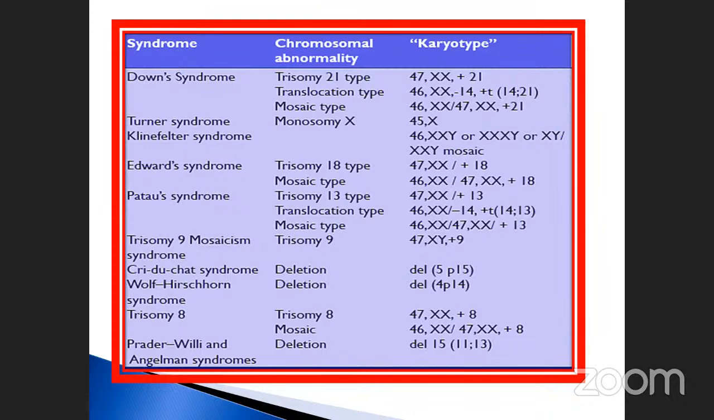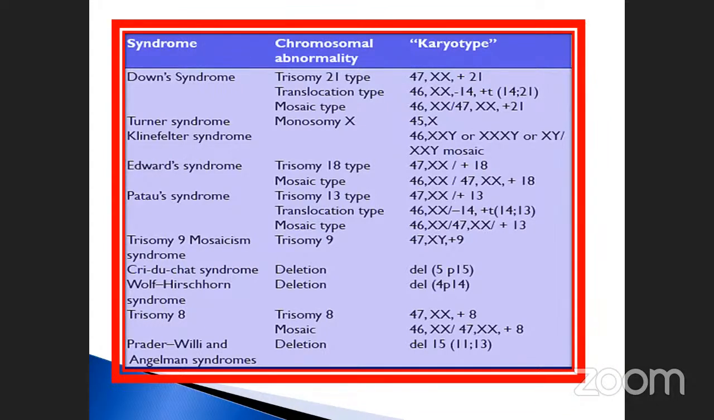Klinefelter syndrome. Note it down, my dear. This is also very, very important. 46, XXY. See here, the female has the sterile condition. This condition is called sterility. Suppose XX or XY, XXY is also another type. Mosaic type is also there, XXY is also mosaic type. Already we discussed, Klinefelter syndrome is also a mosaic syndrome.